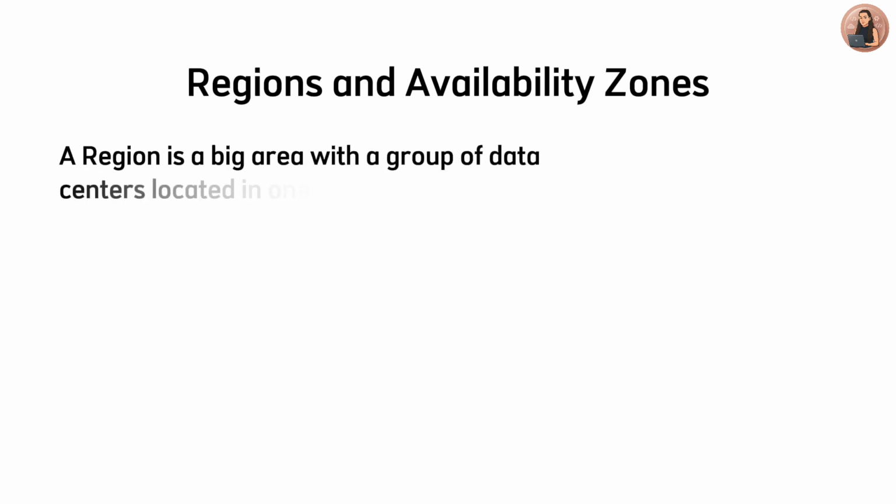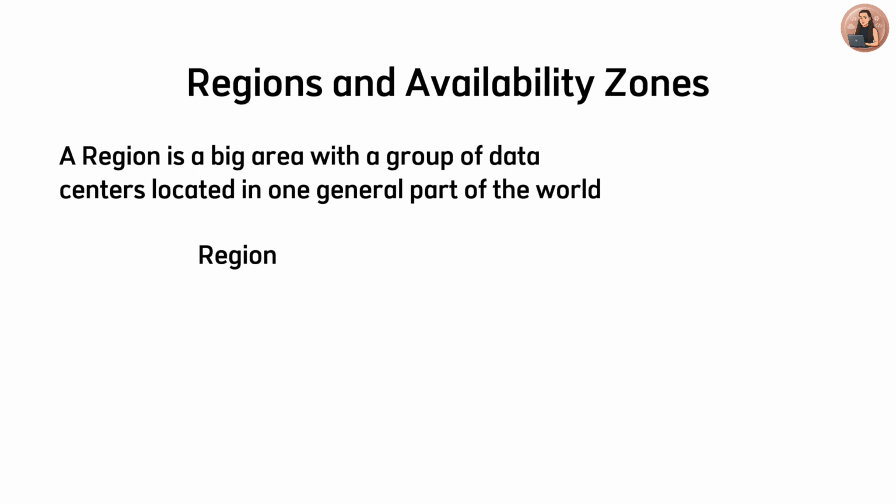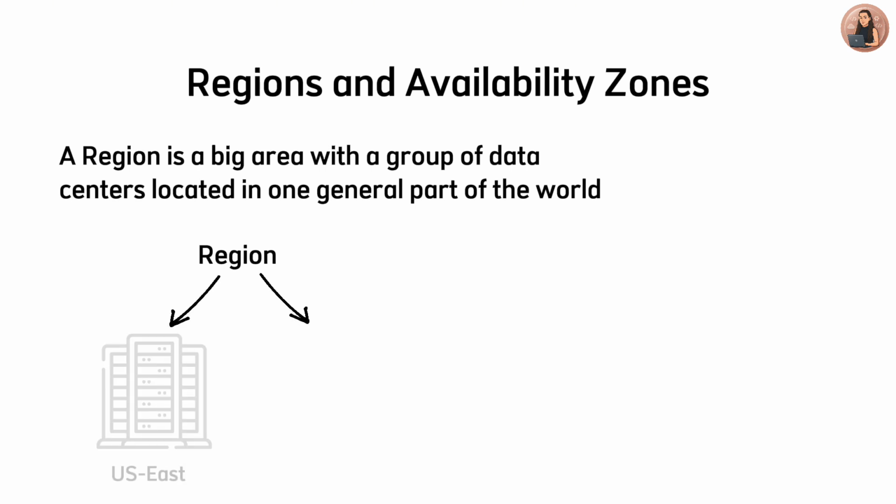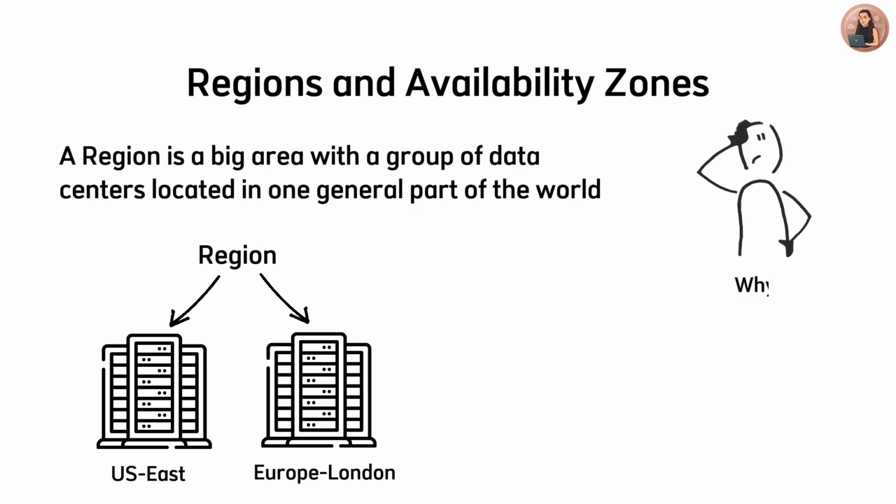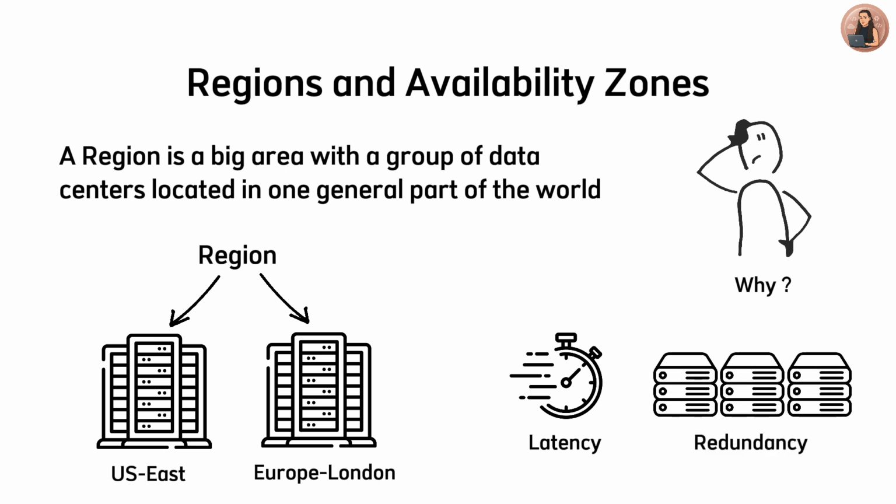Let's zoom into how AWS is structured physically. Regions. A region is a big area like US East or Europe London. It's basically a group of data centers located in one general part of the world. Why multiple regions? Well, two big reasons. Latency: you want your apps close to your users so it runs faster. Redundancy: if one region goes down, rare but possible, others are there to back you up.